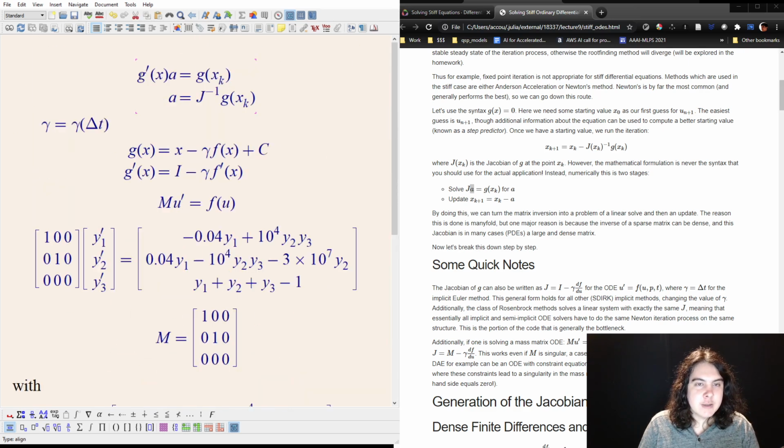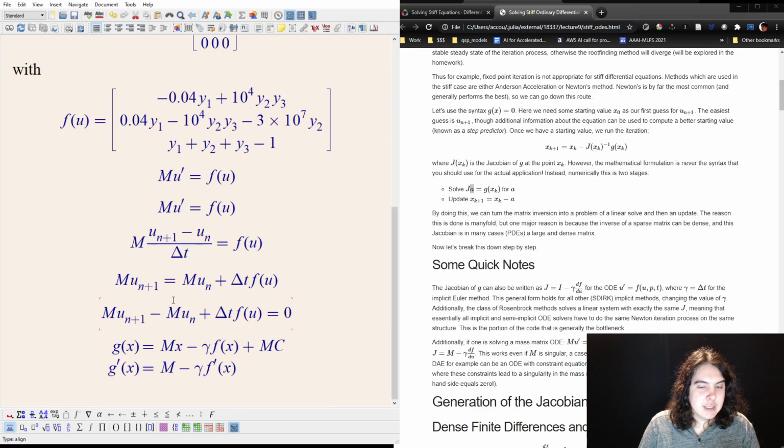If you use that, then you have to solve a linear system based off of M minus gamma f prime. But notice that this matrix together, even if this matrix M is singular, is not necessarily singular itself. In fact, the guarantee for when the ODE solvers will be able to solve this is essentially a guarantee that this will not be an equation that is singular.